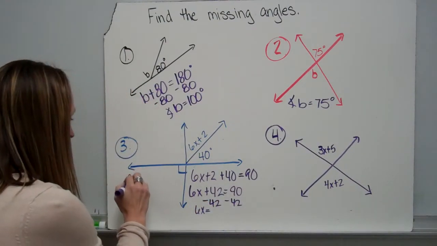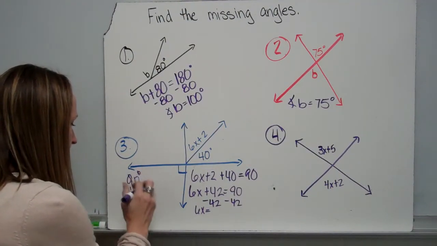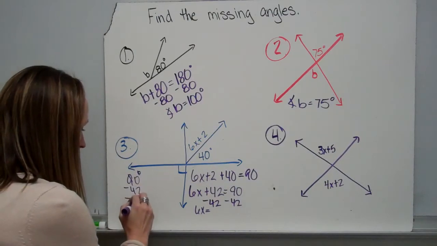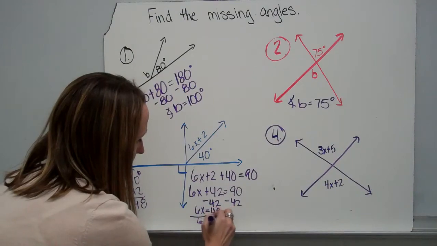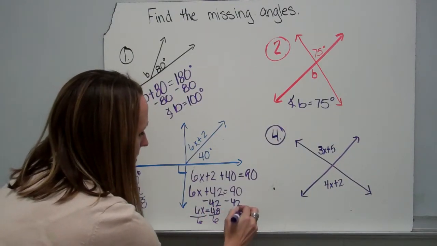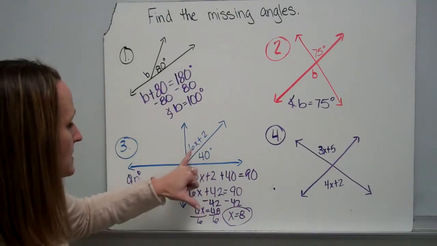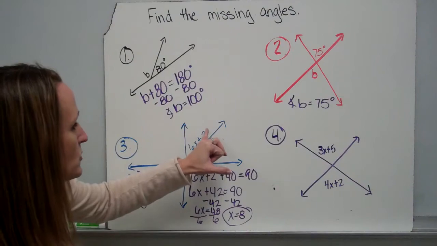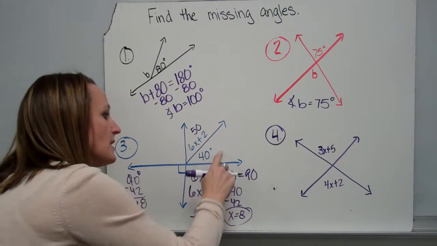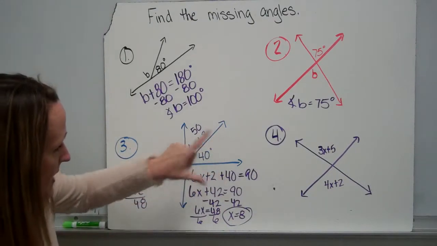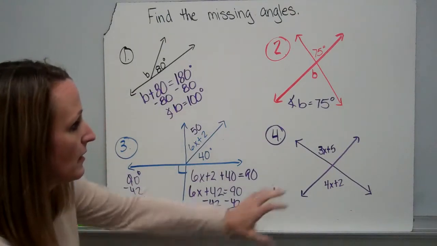Do a little work on this one. 10 minus 2 is 8. I get 48. 6x equals 48. Divide both sides by 6, so I find out that x is going to equal 8. And if I plugged it back in, 48 plus 2, I would get this part to be 50. 50 plus 40 is certainly 90. So 90 and 90, they're now congruent.